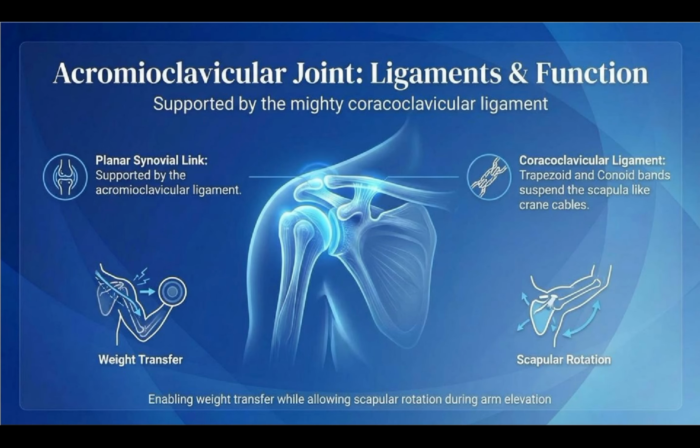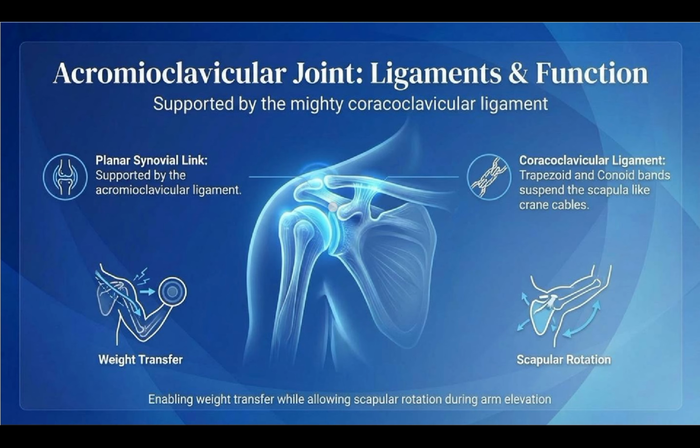So we have the acromioclavicular joint, ligaments and function. Acromion means the medial edge. The medial edge of the acromion has a facet. Remember, this is our acromion. In this acromion, this region is called the medial because it's closer to the midline, and this region is called the lateral because it's farther away from the midline.